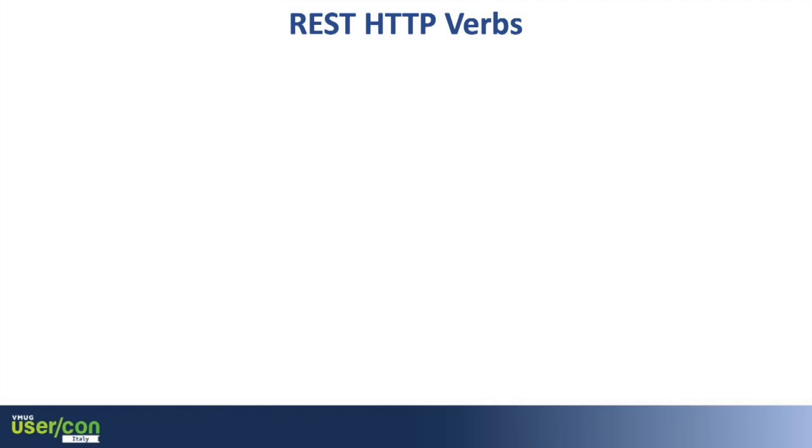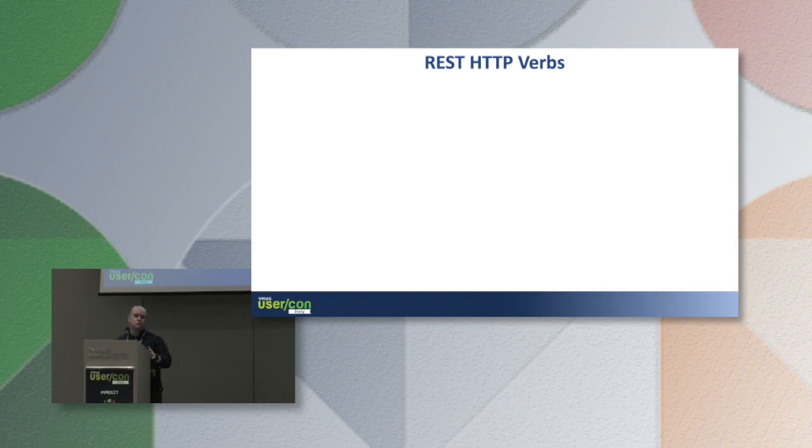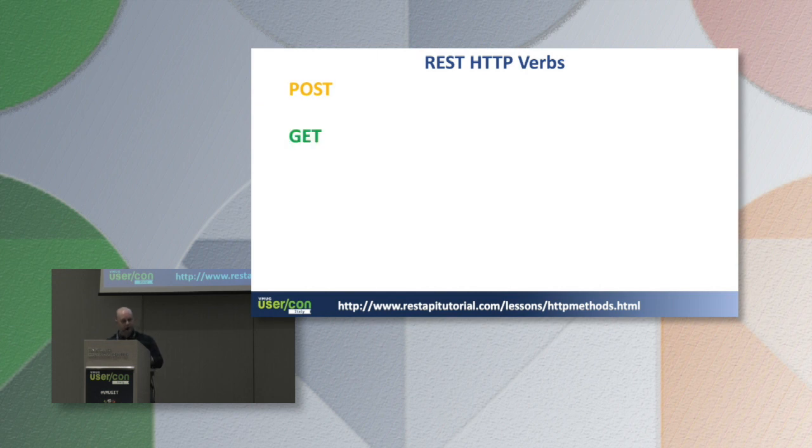So REST uses HTTP verbs. Everybody knows what a verb is. It's a doing word. So typically you're going to use 4 to 5 basic verbs when you're using REST APIs. There's a full list at this URL, but they are post, get, not get as in GitHub, but get, patch, and delete.